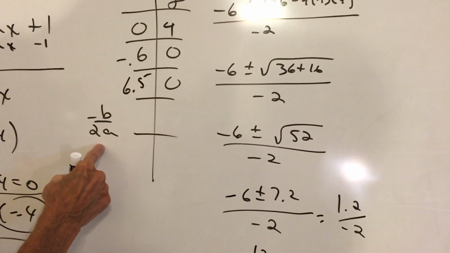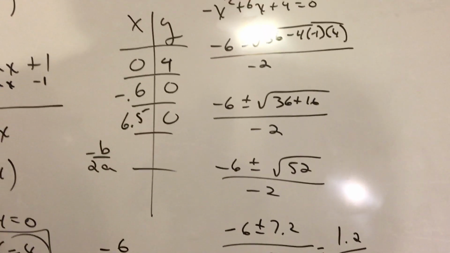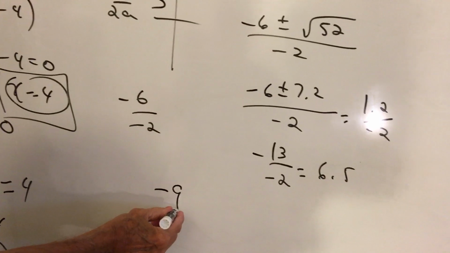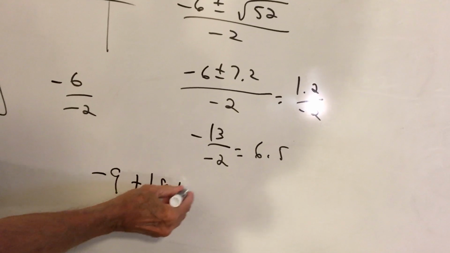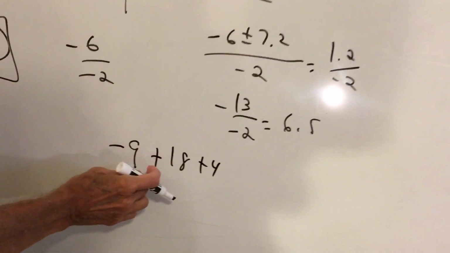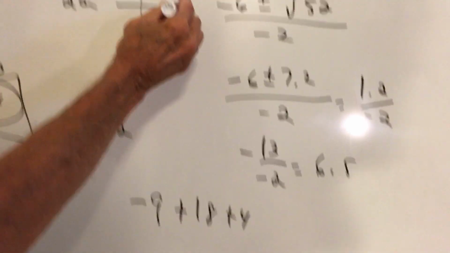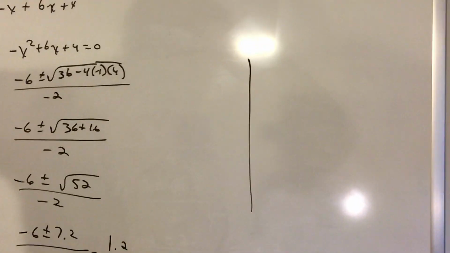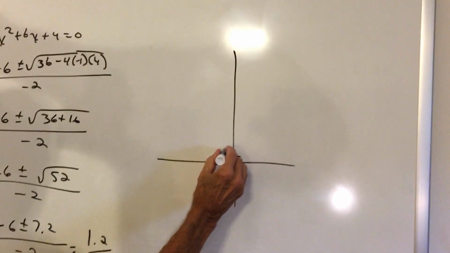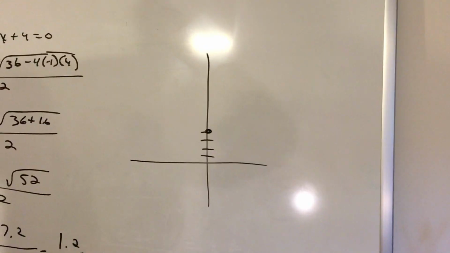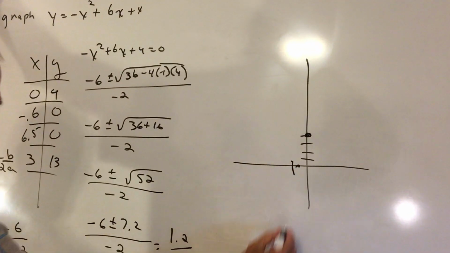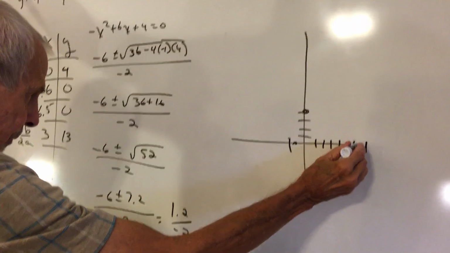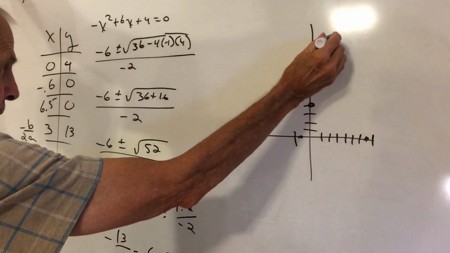Finally, negative b over 2a is negative 6 over negative 2, that's 3. We put 3 in, we get negative 9 plus 18 plus 4, 22 minus 9 is 13. So we have our points: 0 and 4, negative 0.6 and 0, positive 6.5 and 0, and 3 and 13.